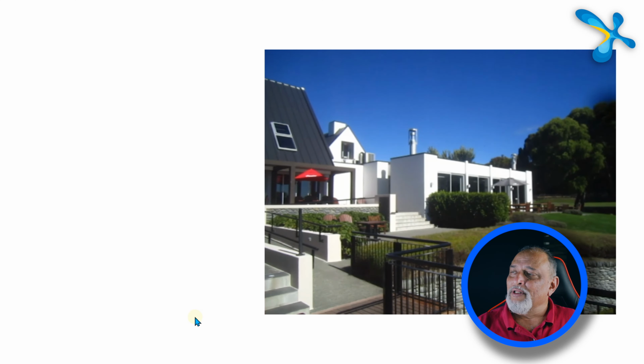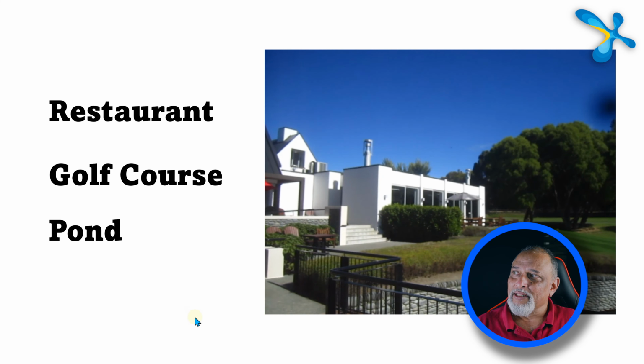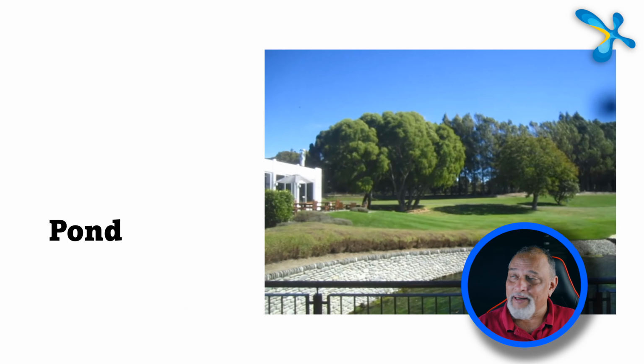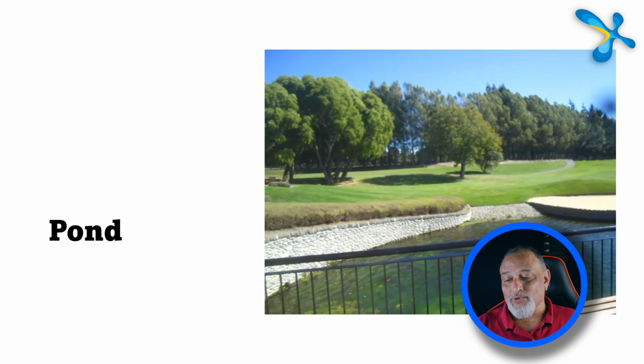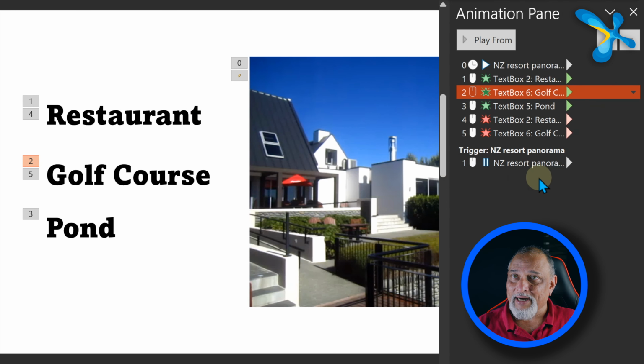Again, nothing. First click, restaurant comes, then golf course comes, then pond comes, and then restaurant goes away, then golf course goes away. No, that's not what we wanted. And why is that happening? Because on this first click, the word restaurant is coming. That's okay. On the second click, the word golf course is coming, which is also okay. But at that point, in the same click or the same event, restaurant should disappear.